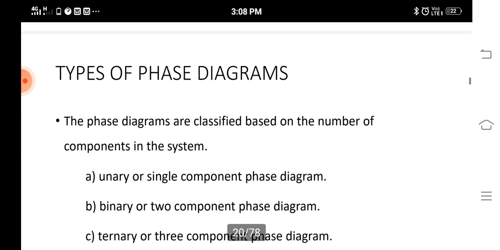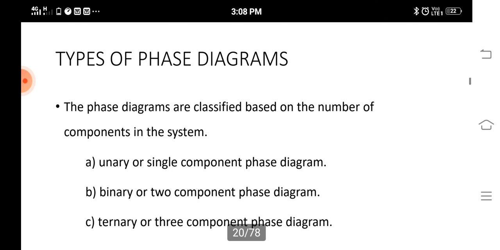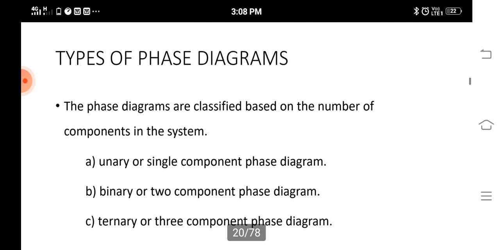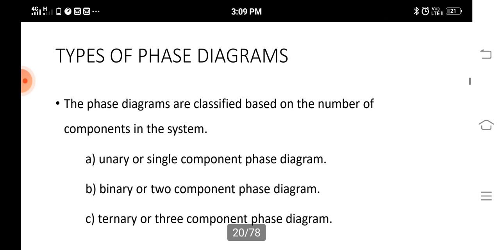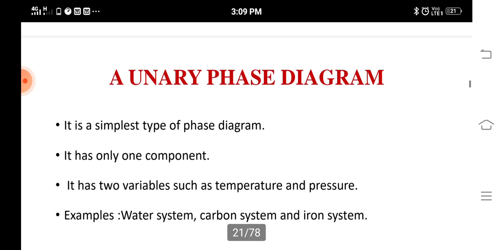We can classify the phase diagrams into three based on the number of components in the system. Those are unary or single component phase diagram, binary or two component phase diagram, third one ternary or three component phase diagram. We'll see one by one.